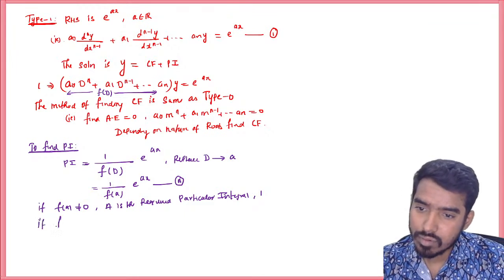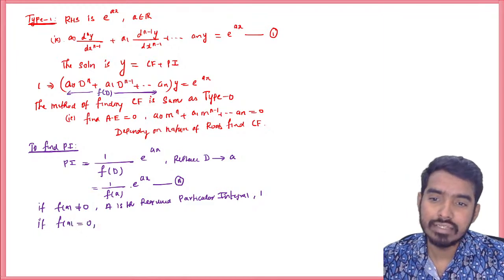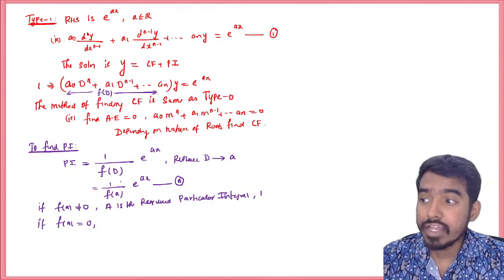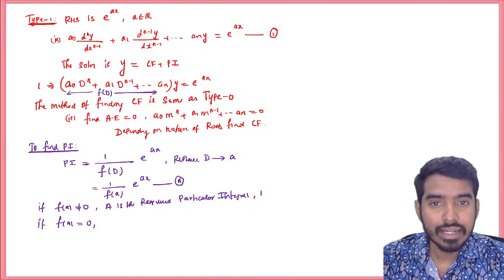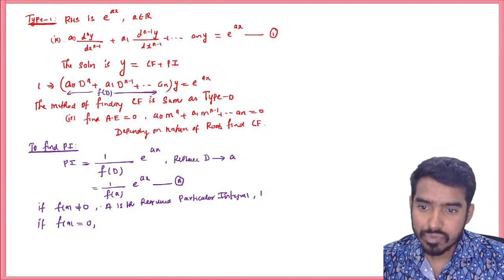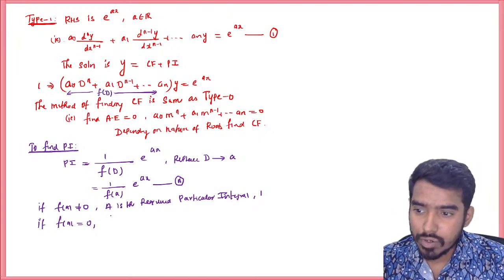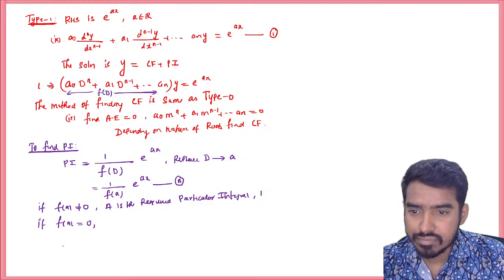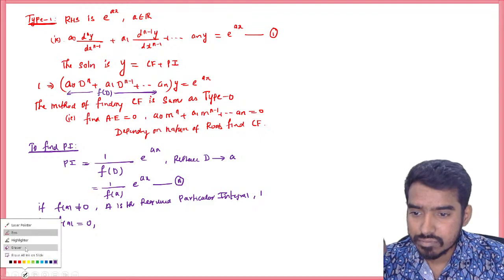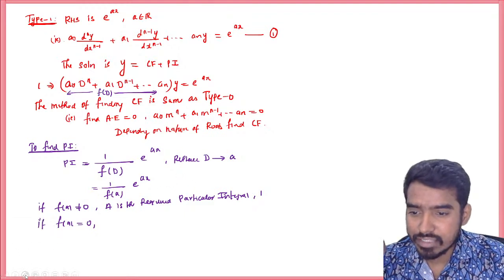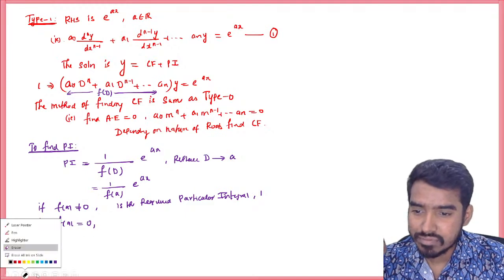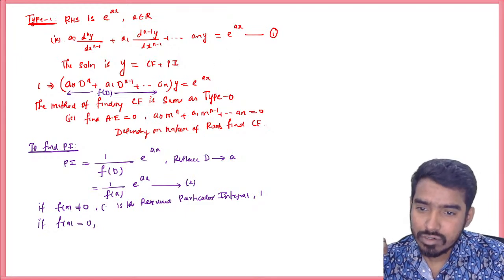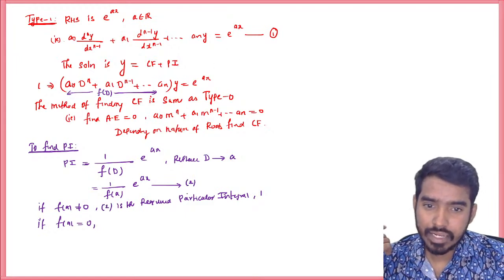If f of a is equal to 0, that is, after substituting d equal to a, find the value of f of a. If f of a is not equal to 0, then this is the particular integral. If f of a is equal to 0, what you have to do is, let us call this equation number 2, because I already used 1 here. Then 2 is the required particular integral, right?